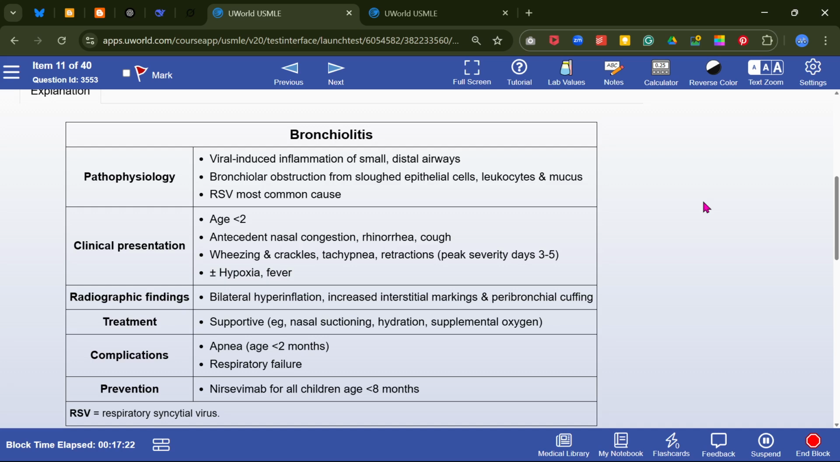Radiologic findings: bilateral hyperinflation, increased interstitial markings, peribronchial cuffing. Supportive care: nasal suctioning, hydration, and supplemental oxygen. Complications: apnea in infants less than 2 months, and respiratory failure. Prevention is nirsevimab for all children aged less than 8 months.